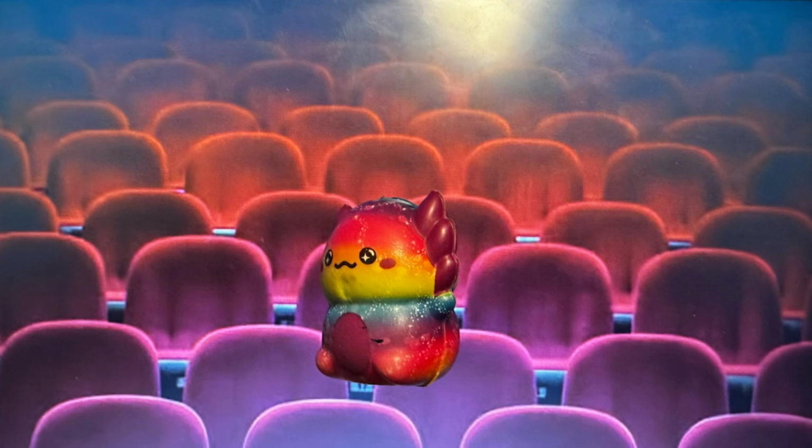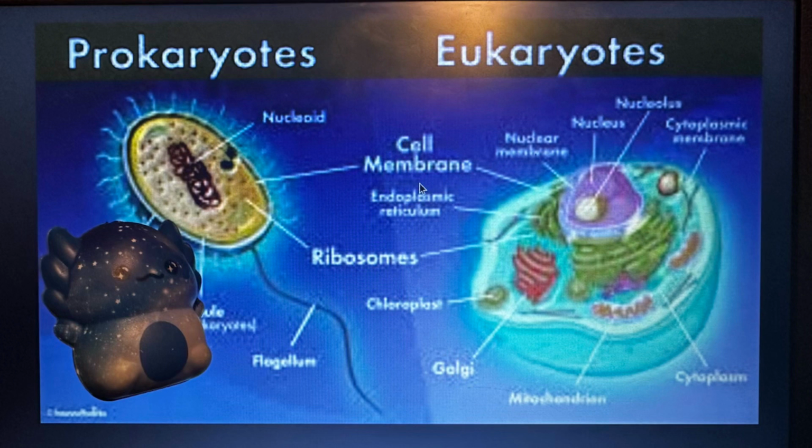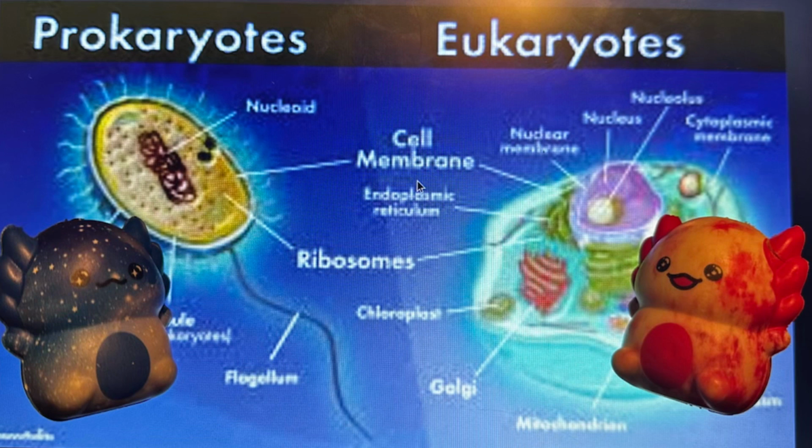Are there any similarities between those two types of cells? Prokaryotic and eukaryotic cells are similar because they both have a cell membrane that encloses the cell and they both have cytoplasm. Don't forget that they both have ribosomes and DNA. They both carry out living activities.